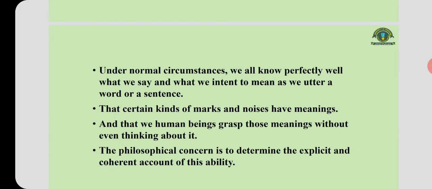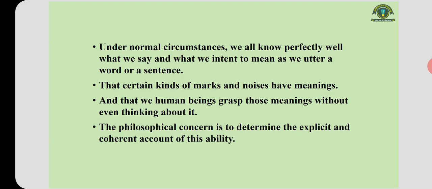Under normal circumstances, we generate the concept of theories, and we continue all the concepts that we were defining about the theory of meaning, that we all know perfectly well what we say and what we intend to mean, what the particular type of sentence and expression was about, and what were the hidden meanings of that sentence or expression. As we utter a word or a sentence, certain kinds of marks and noises have meanings. So all the marks and noises have their own meanings, and meanings may differ from person to person, from society to society, from culture to culture, and from individual to individual. We all know about that.